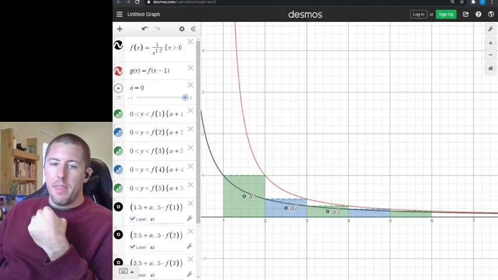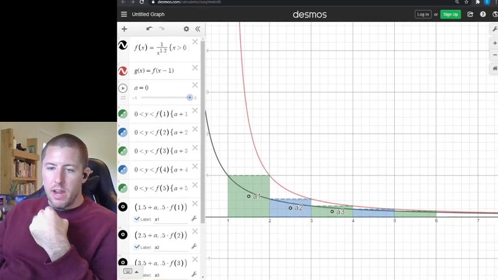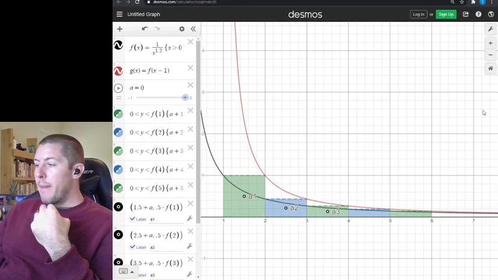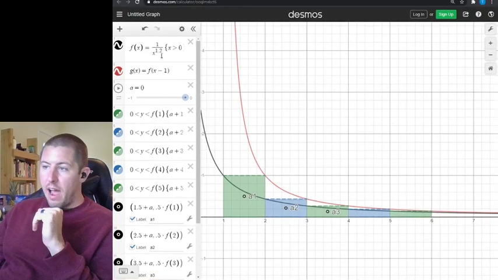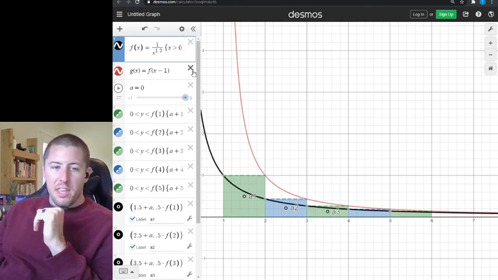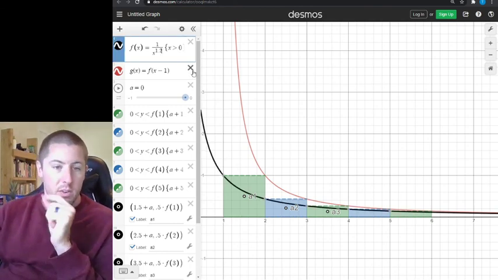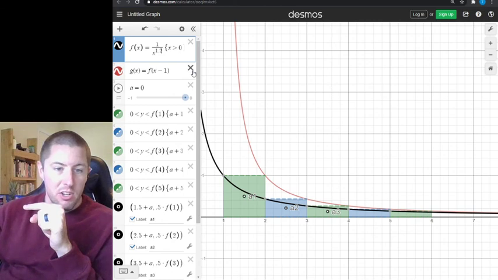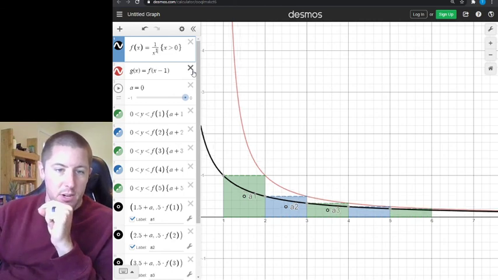But also remember the major limitation, the thing that we can't judge. Remember, we're looking right now at a convergent integral. We're looking right now at a divergent integral.